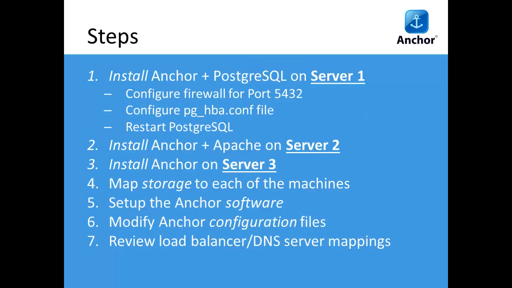To recap, the steps are: first, install Anchor and PostgreSQL on server 1. We'll be doing some firewall configurations to make sure that the other machines can access PostgreSQL. Second, we'll be installing Anchor and Apache on server 2. Then, third, we'll be installing Anchor on server 3. Fourth, we'll be mapping storage to each of the machines. Then we'll be running through the Anchor software setup, and lastly, we'll be modifying Anchor configuration files to make sure each of the Anchor servers can talk to each other. And finally, we're going to be reviewing the load balancer and DNS server mappings.